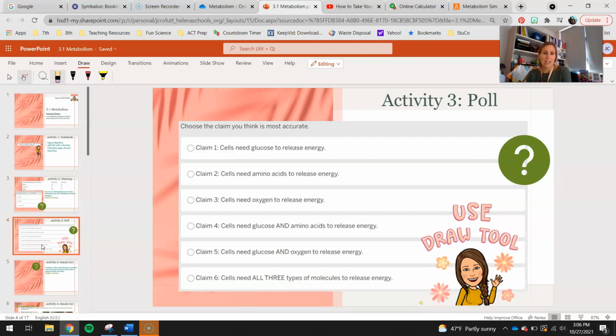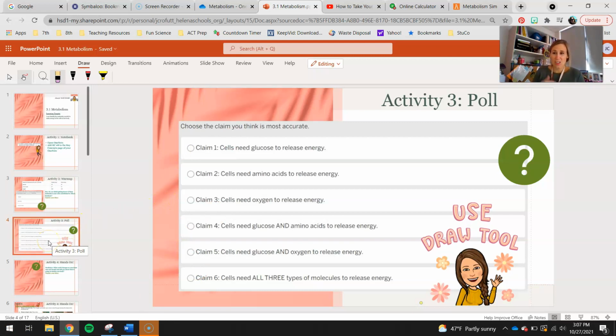Claim 3, cells need oxygen to release energy. Obviously, we get oxygen from the air we breathe. Claim 4, cells need glucose and amino acids to release energy. Claim 5, cells need glucose and oxygen to release energy. Or claim 6, cells need all 3 types of molecules to release energy. So choose the claim that you think is the most accurate.